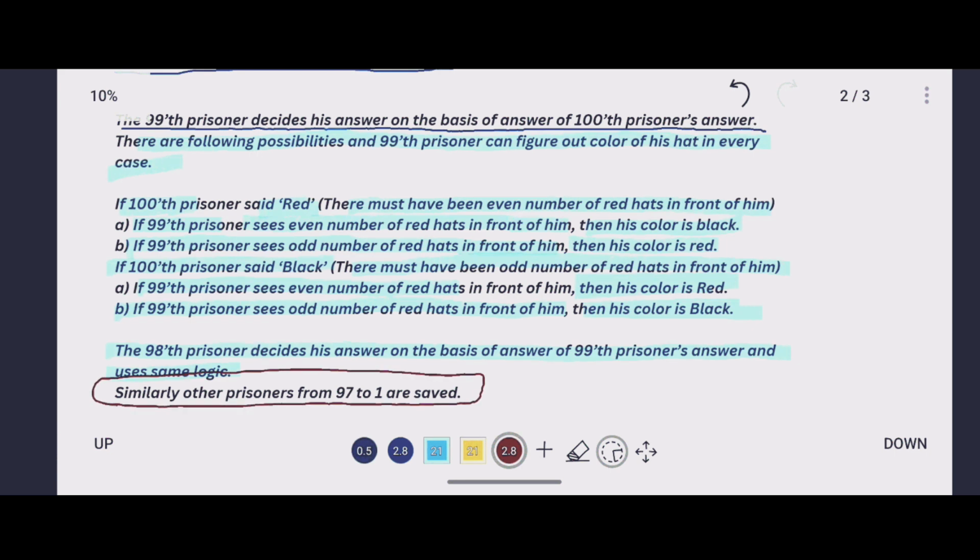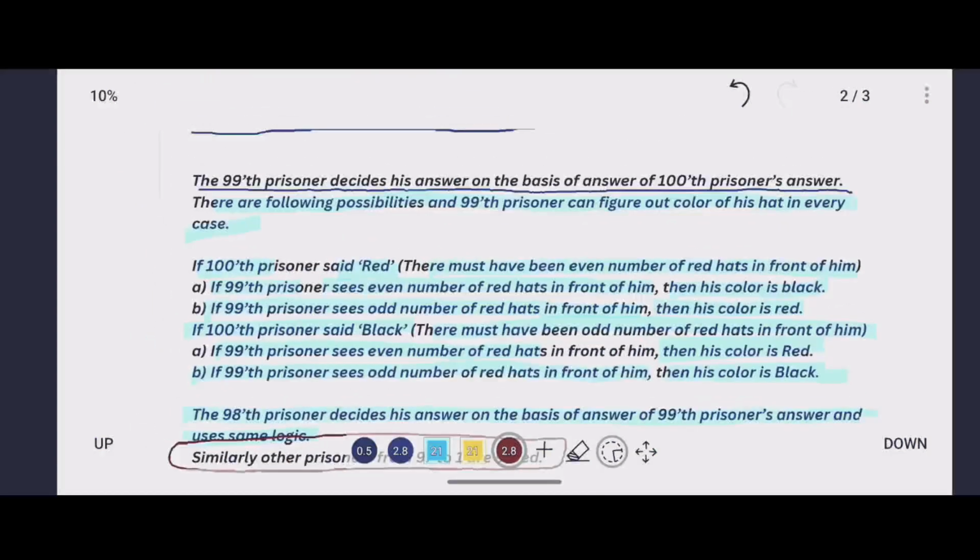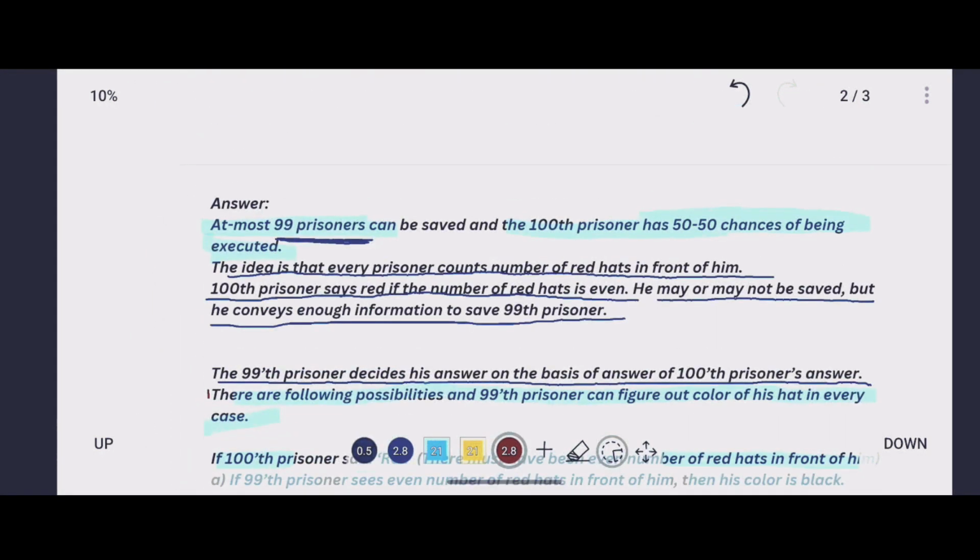So this was the entire logic of this question, and the right answer is that at most 99 prisoners could be saved, because there is only a 50-50 chance for the 100th prisoner, because he is not getting any information from any other prisoner. He is the one from where the real source of information is being executed. He is saying enough information for the 99th prisoner, then the 99th prisoner will provide enough information for the 98th prisoner, then the 98th prisoner will provide enough information for the 97th prisoner, and this is how this entire chain will go until the first prisoner, and then the first prisoner can also be saved. So this is how this entire thing will work.